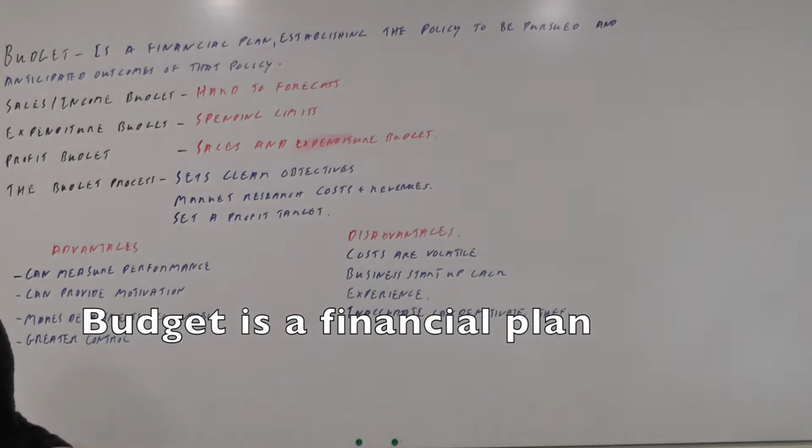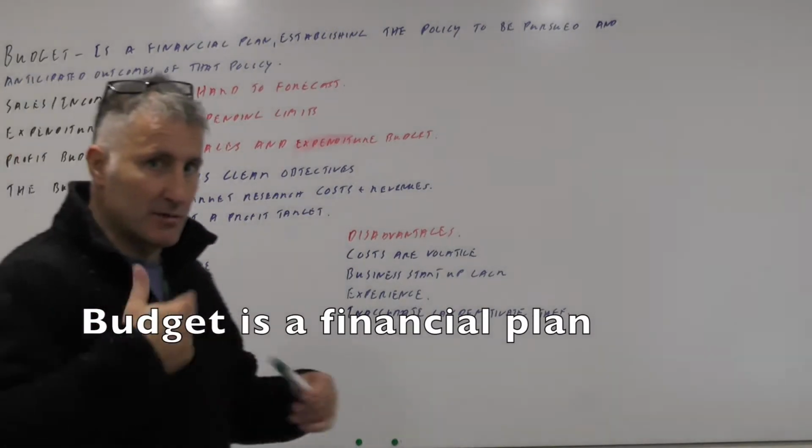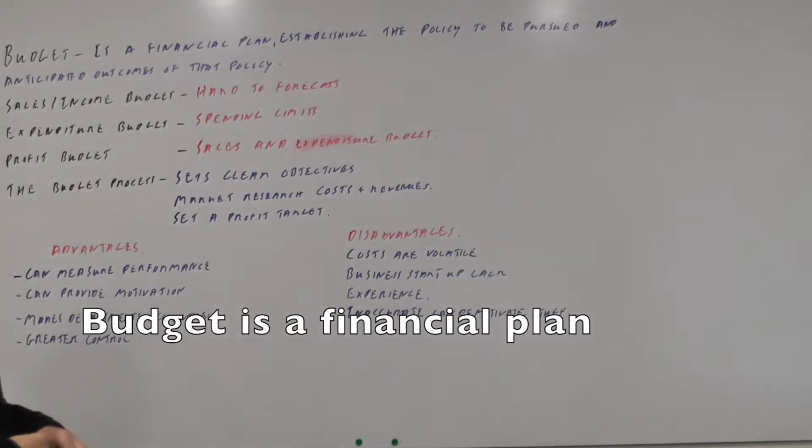A budget is a financial plan establishing the policy to be pursued and anticipated outcomes of that policy. Sounds a little bit formal. A budget is a financial forecast, and then you can test to see whether or not your firm meets that forecast, and you can see how well that particular firm is doing.